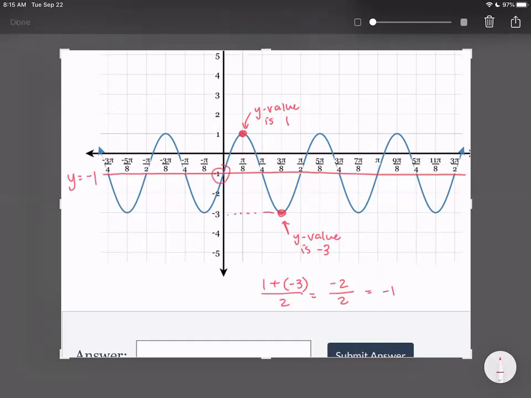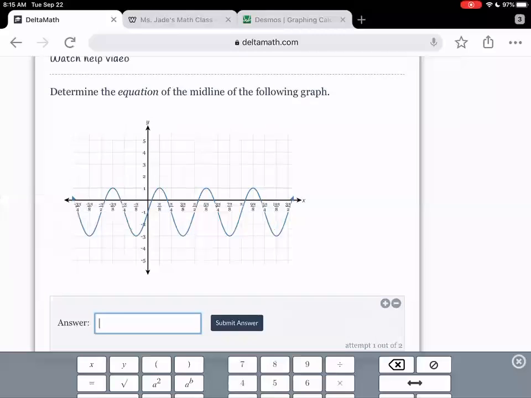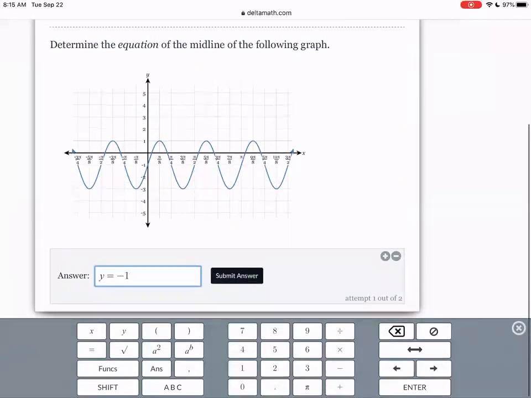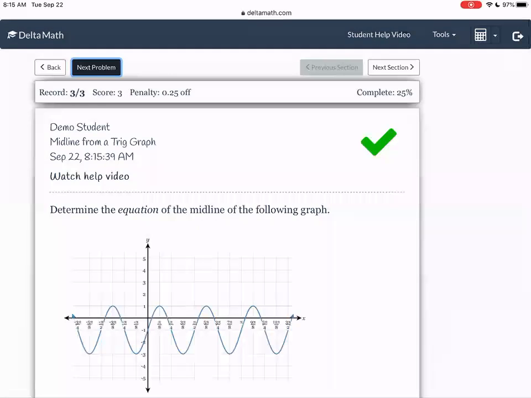Okay, I'll enter it in. Y equals, whoa, what happened here? There we go. All right, so that's it for midline from a trig graph.